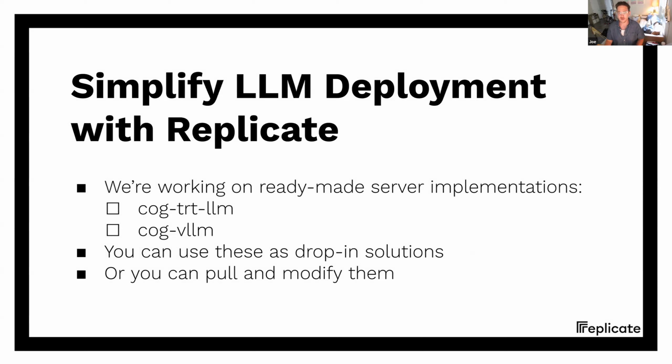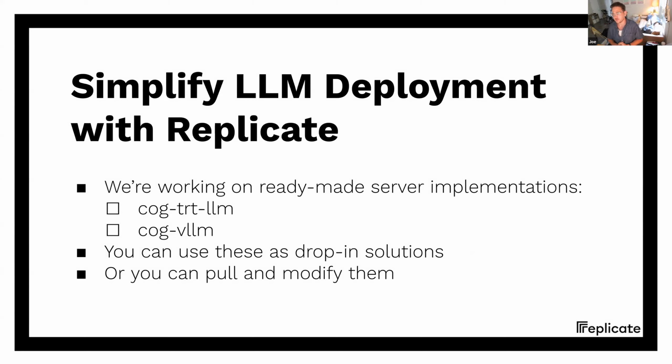So right now we're close to open sourcing Cog-TRT-LLM, and we did an enormous amount of work last week to be able to open source Cog-vLLM, which is what I'm going to show you. And the idea is that you can use these servers as a drop-in solution. And we want it to be really easy. Sure, you want to run a model with vLLM on Replicate, very easy. But perhaps even more exciting is that you can just pull a repo and change whatever you want to change.